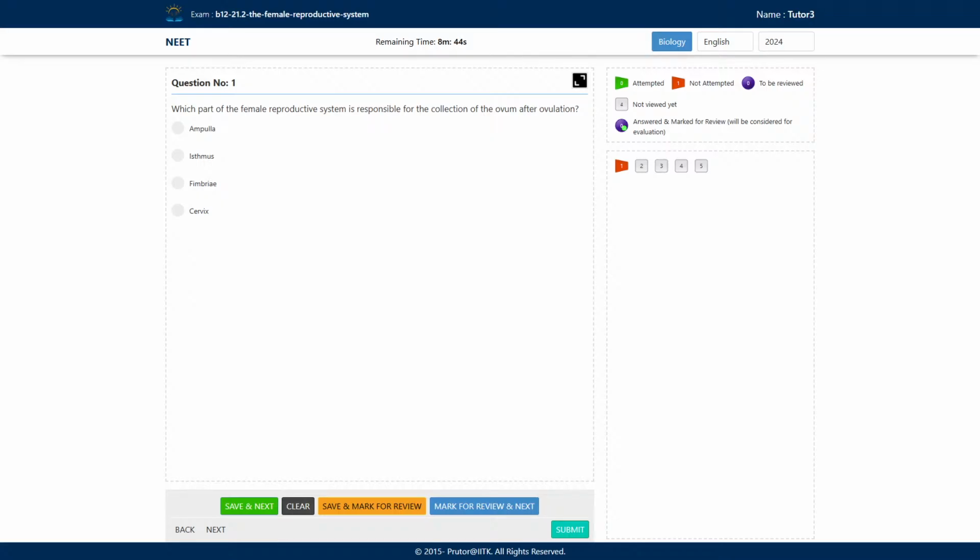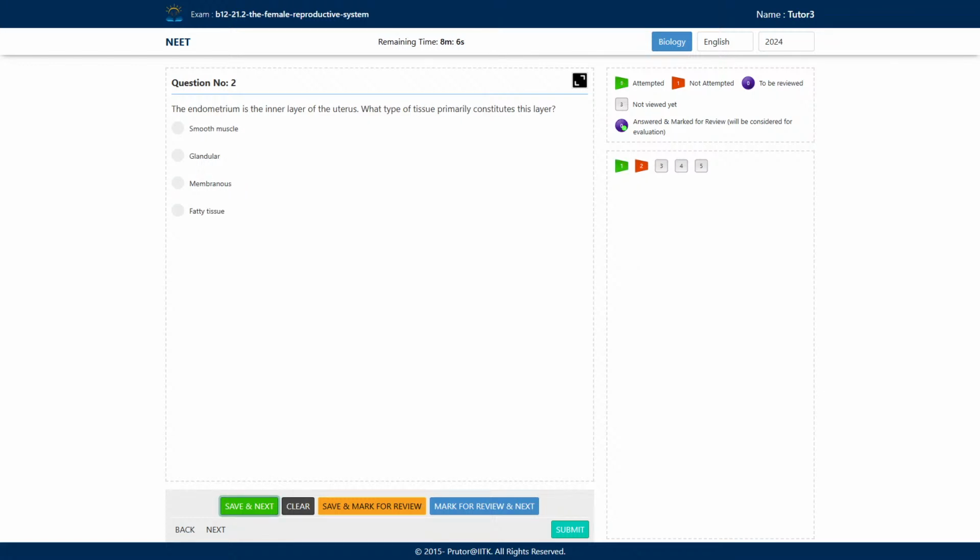What are the options? Ampulla, isthmus, fimbriae, and cervix. What is the correct answer? Okay, here the correct answer should be option C, fimbriae. These are the finger-like projections, which arise from the infundibulum.